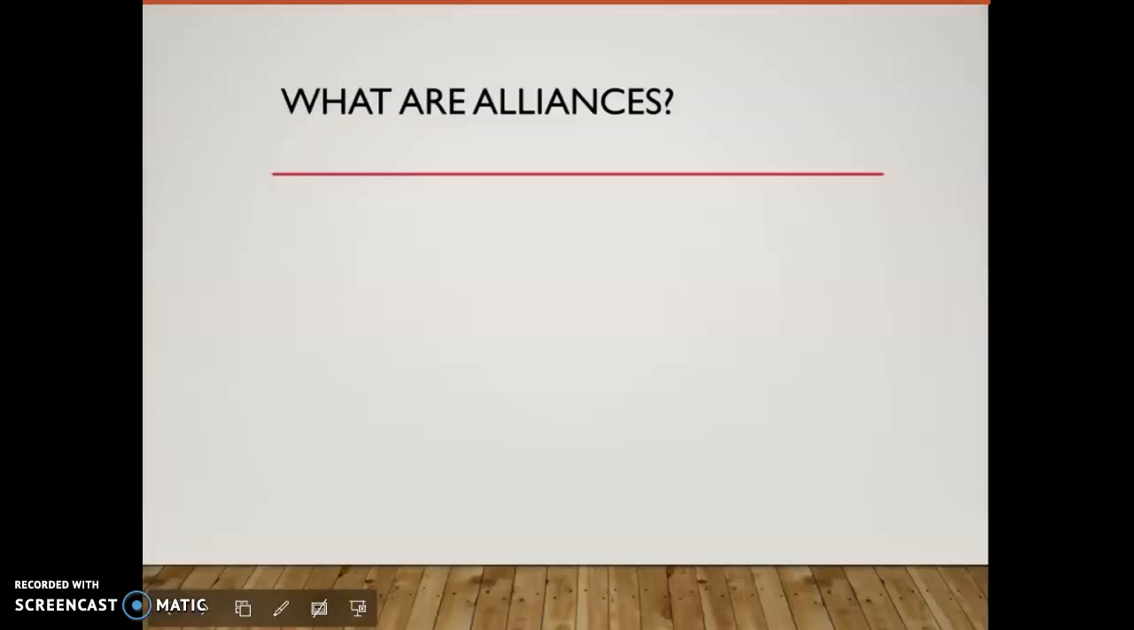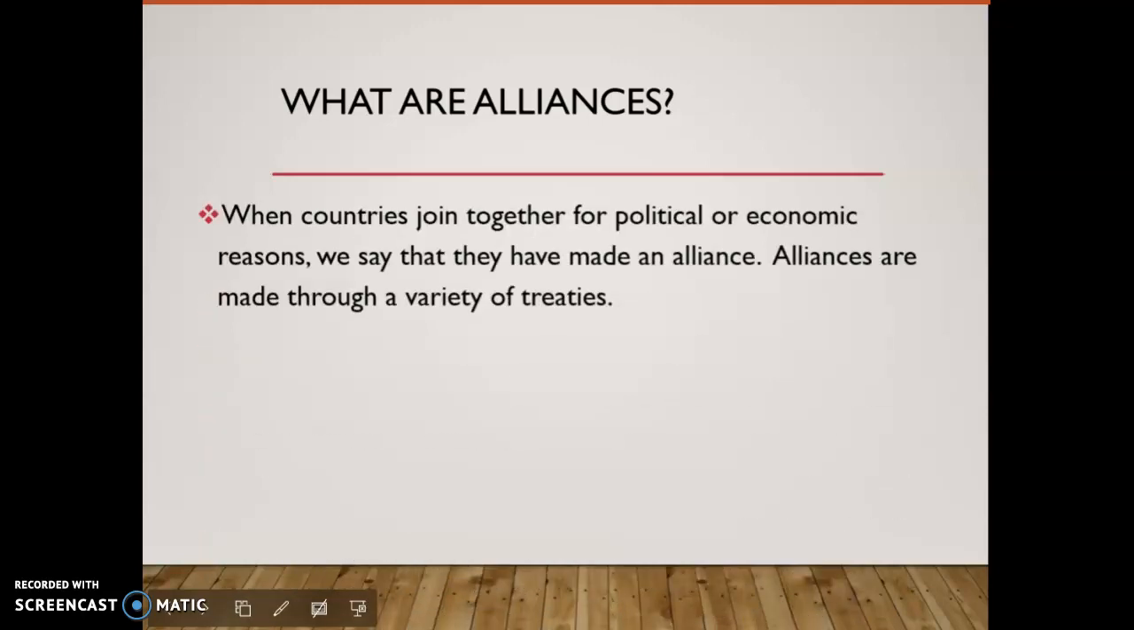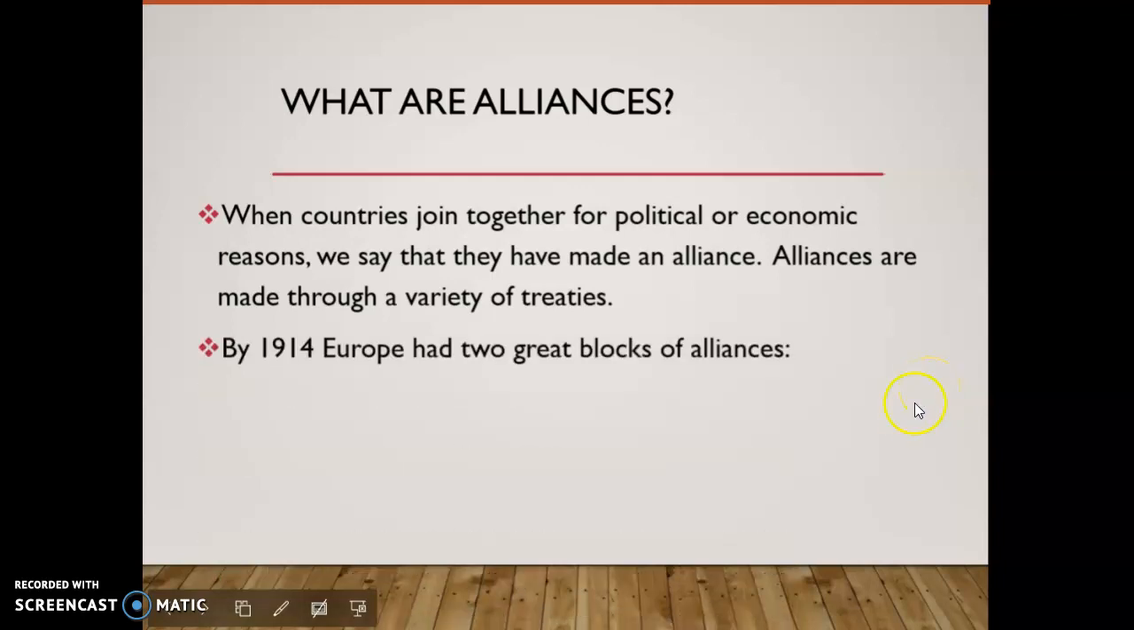So what are alliances? Well, if you take a look at the way any one country makes an agreement with another, everything's put in writing, it's very, very formal language. The treaties that are created cause the two countries to be allies or in an alliance. They're usually for political or economic reasons. By 1914, there were two great blocks of alliances.